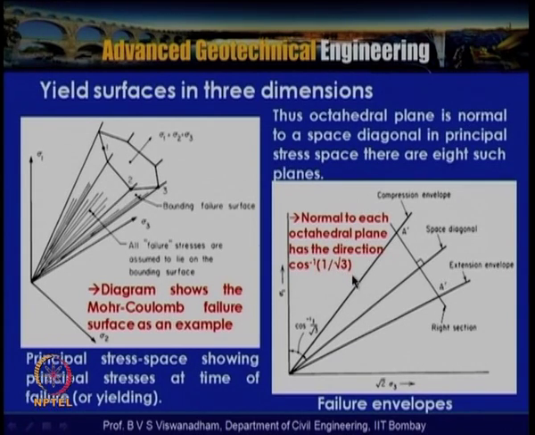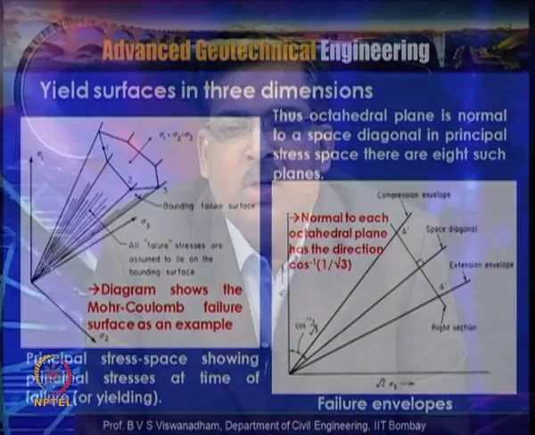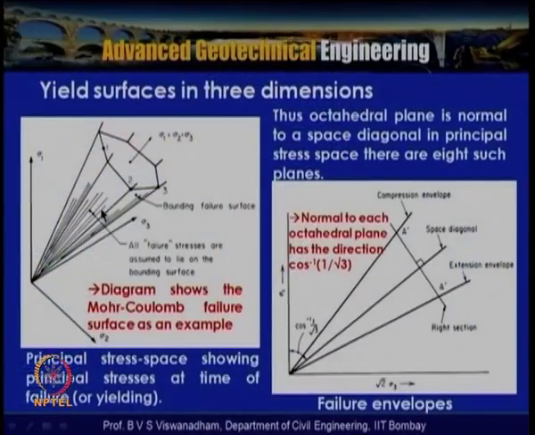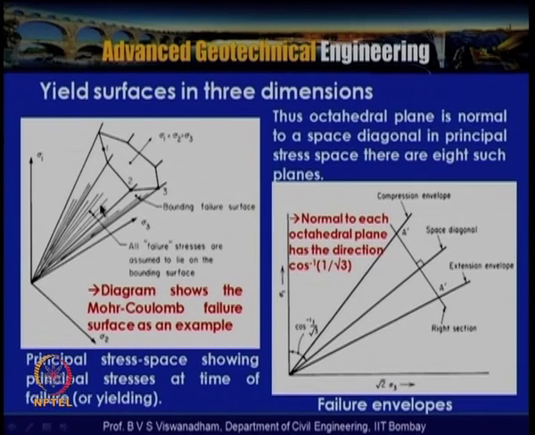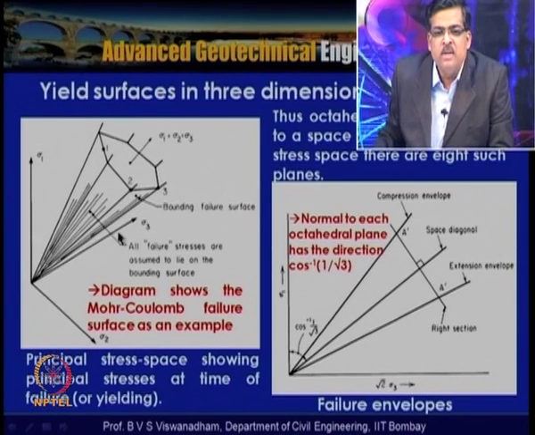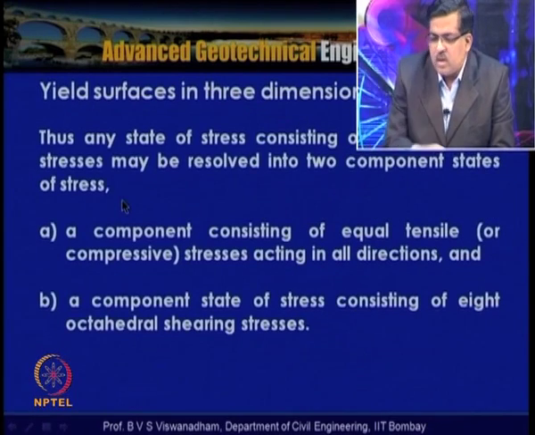So what we have done is represent the principal stress space showing the principal stresses at the time of failure or yielding. On these boundary surfaces, all failure stresses are assumed to lie on the surface, and the Mohr Coulomb failure surface was shown as an example.